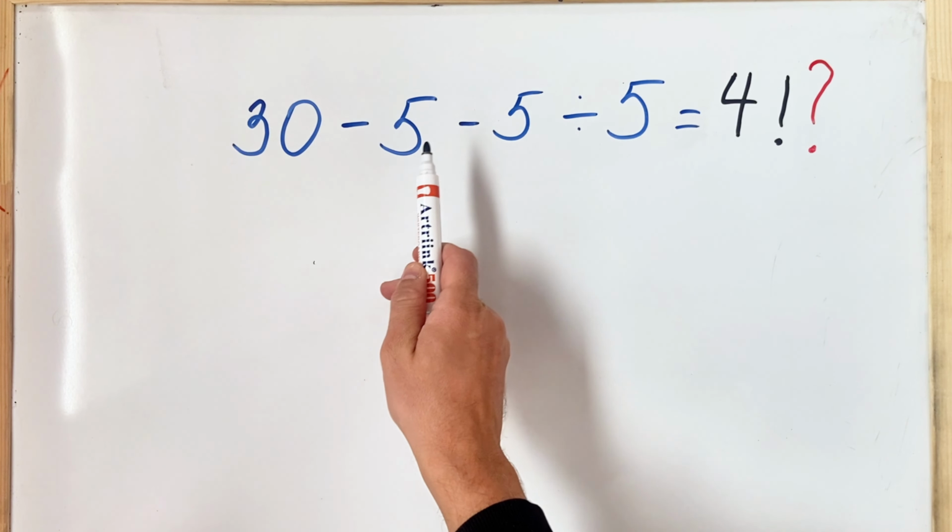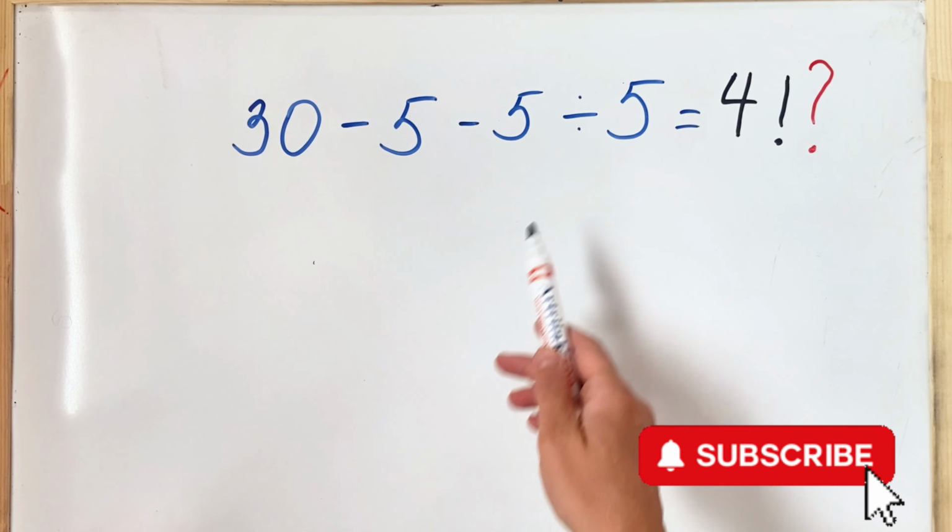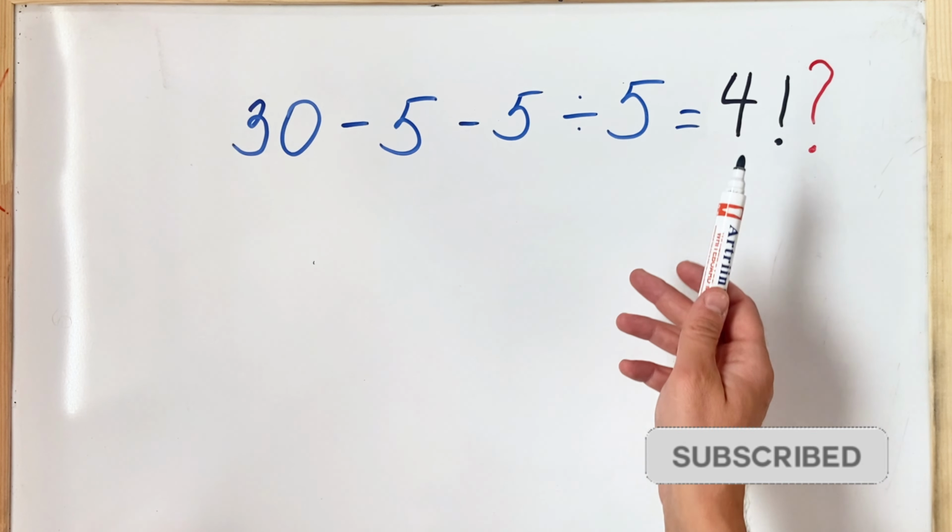30 minus 5 divided by 5. So the result is 4, or is it?